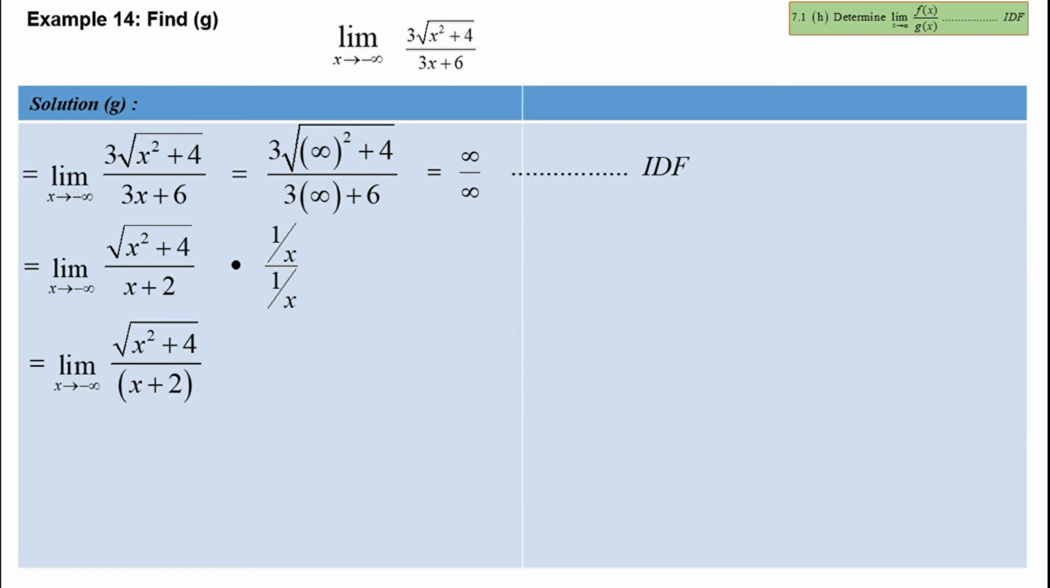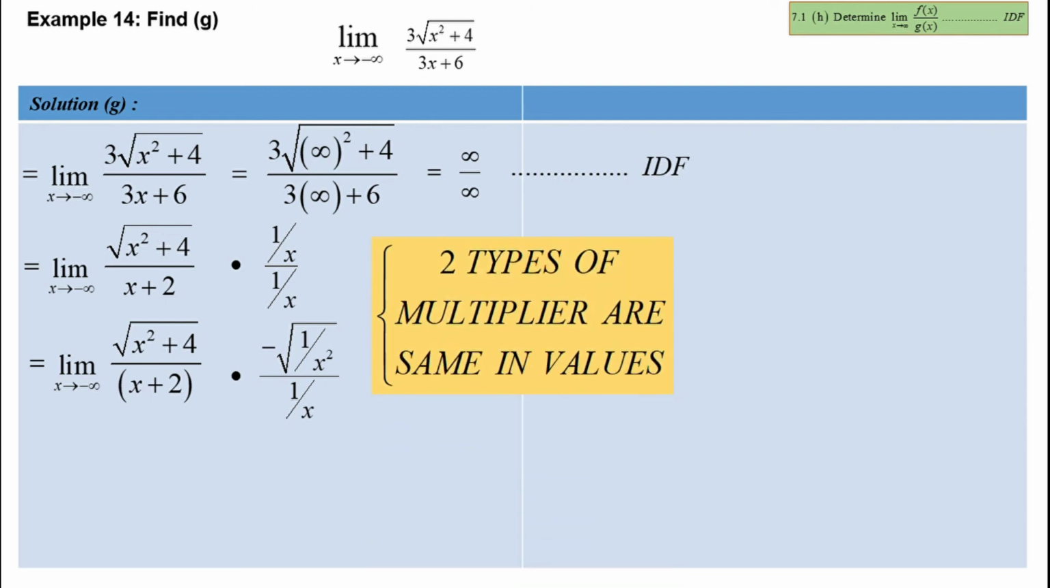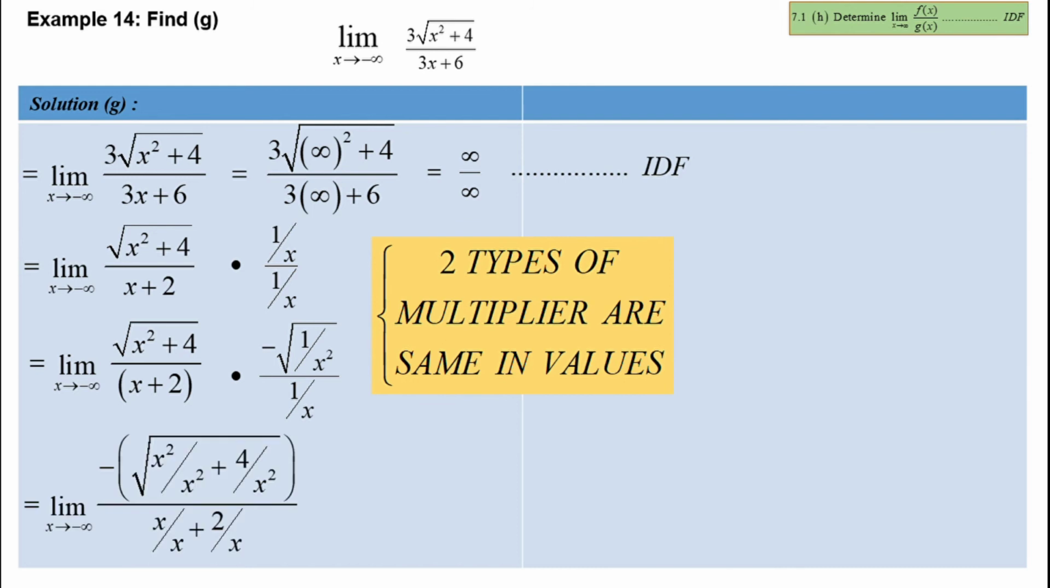One more important thing here is, since this limit of function x is approaching negative infinity, our multiplier must be in negative value. And it becomes our function of limit multiplied with negative square root of 1 over x square, divided by 1 over x. Like this. Please bear in mind that these two types of multiplier are the same in values. You may test it by yourself. Then, we need to simplify this function before we finish with a limit. And it will be like this.